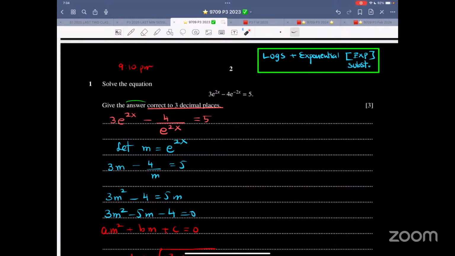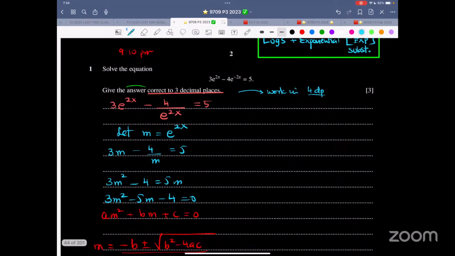Over here, it says solve this equation. This is log and exponential substitution, so no harm in doing this particular question. What do we have? We have this exponential equation, and we have to give the answer correct to 3 decimal places. Therefore, work in 4 decimal places whenever the calculator applies. First thing first, we have e raised to the power of 2x. So this is what needs to be substituted.